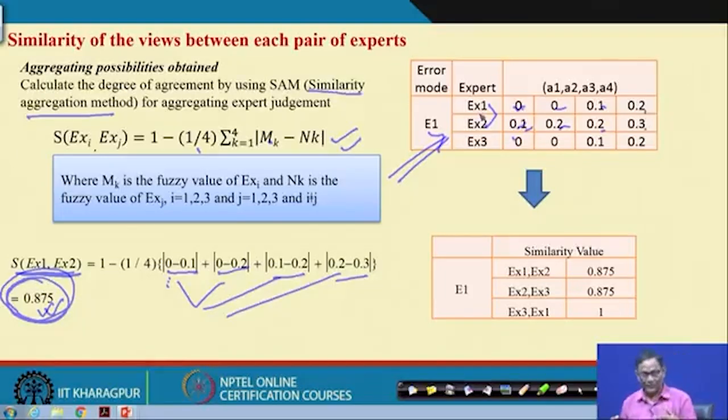Similarly, you can find out expert 1, expert 3 and expert 2 and expert 3. So, the expert 1, expert 2 similarity value is 0.875, expert 2, expert 3 again 0.875, expert 3 and expert 1 is 1, because you see they are the same values. So, that means the experts' responses for every error mode are used, considering here the trapezoidal membership function, and the similarity value is calculated using this formula. You just practice, it is not a tough task.